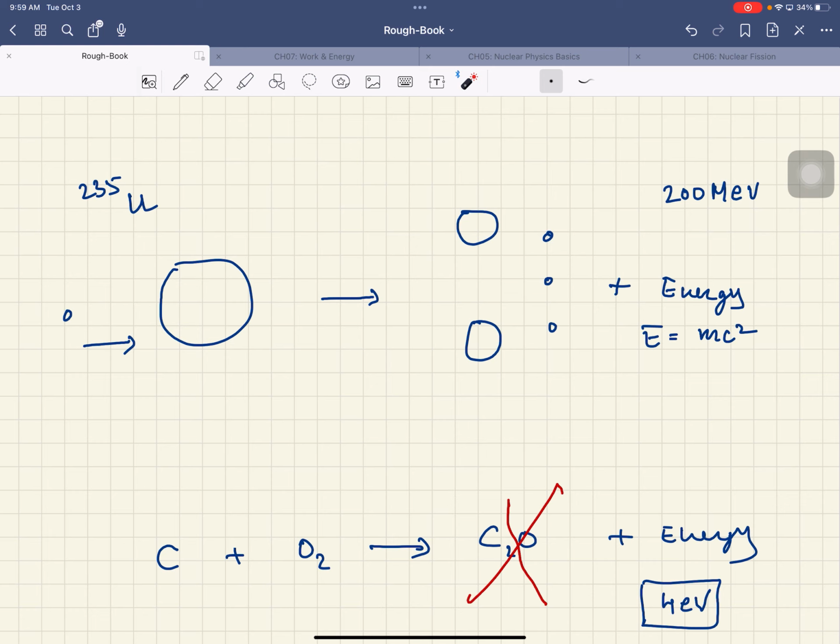So does that mean that they only shoot neutrons from one rod to the other rod? They don't shoot them down the rod? No. We'll come to that.